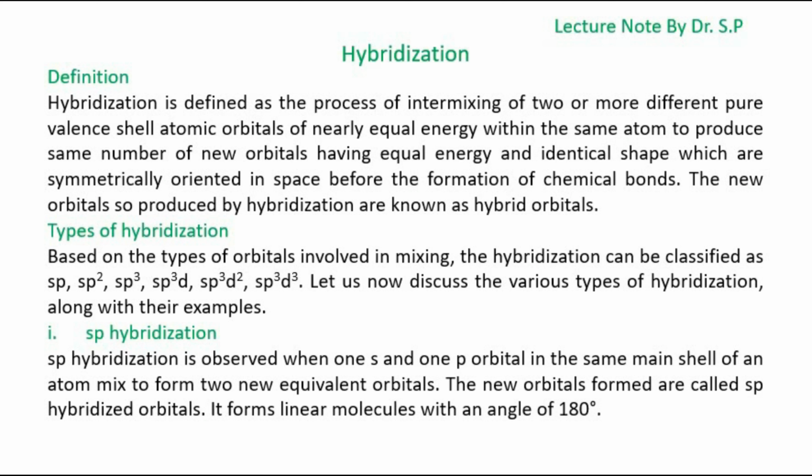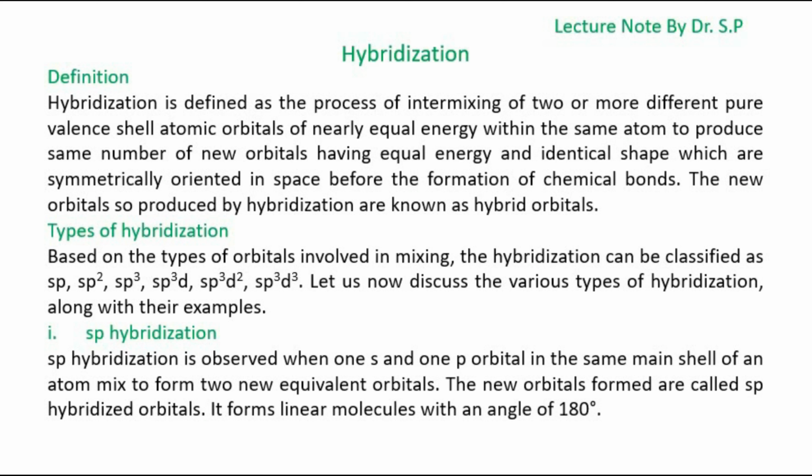Types of hybridization. Based on the types of orbitals involved in mixing, the hybridization can be classified as sp, sp2, sp3, sp3d, sp3d2, sp3d3. Let us now discuss the various types of hybridization, along with their examples.